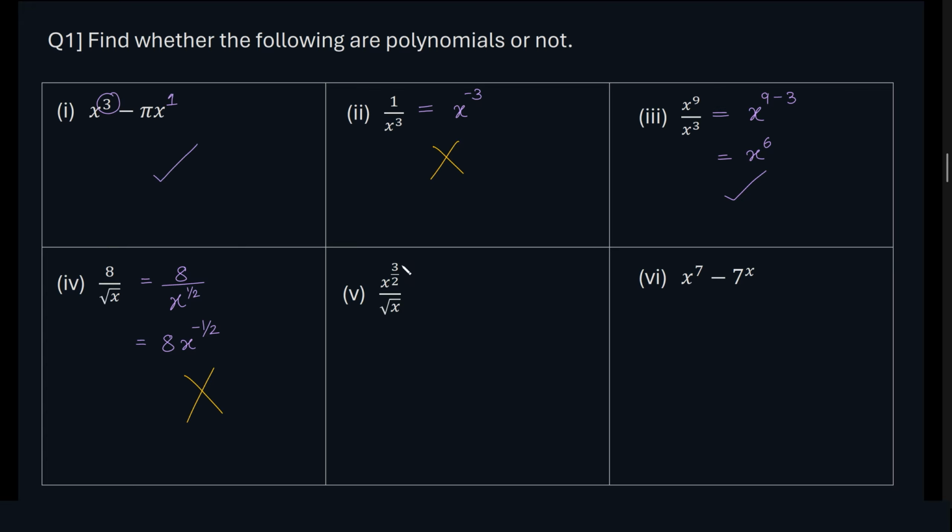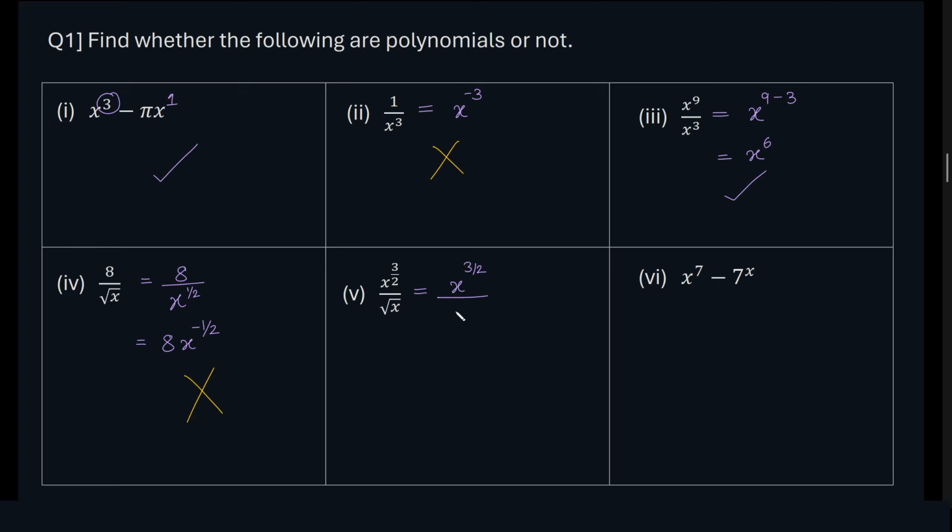Fifth, x to the power 3 over 2 over root x. Now in the numerator, we have a fraction in power, and in the denominator, it's square root. So at first glance, it might look like it's not a polynomial, but let's try to simplify this.